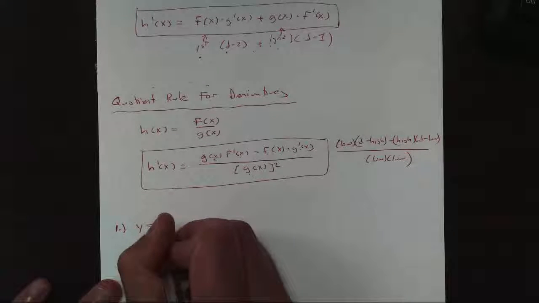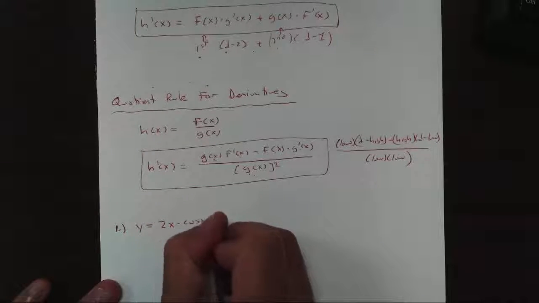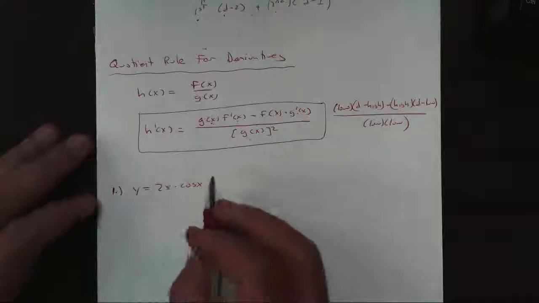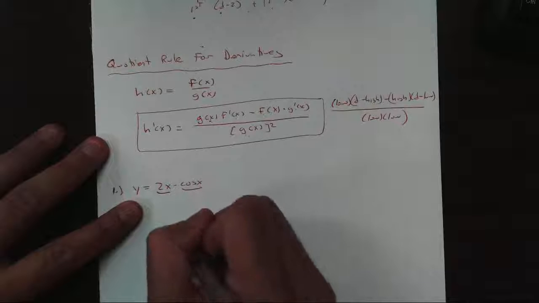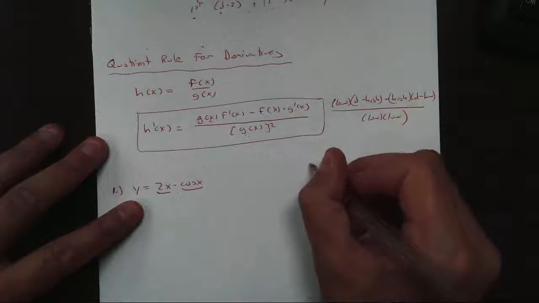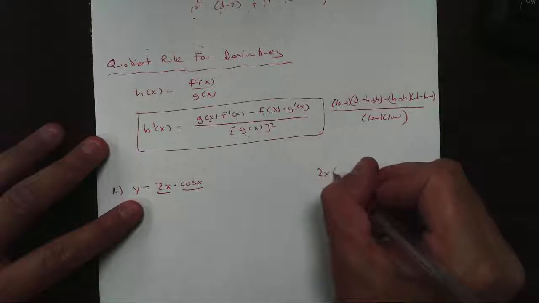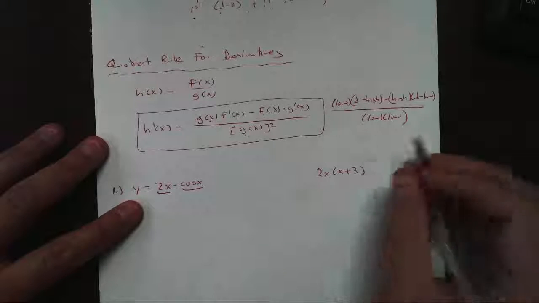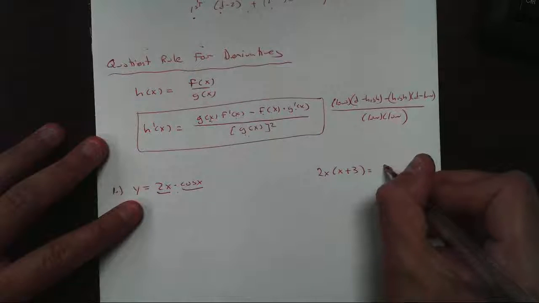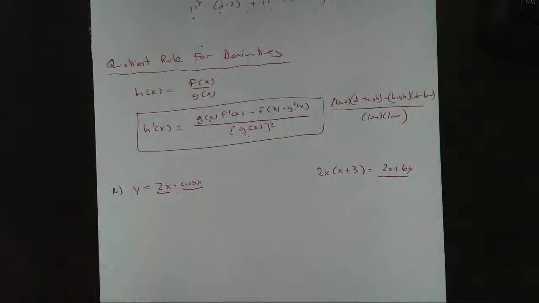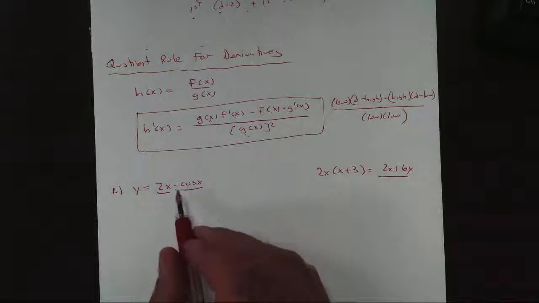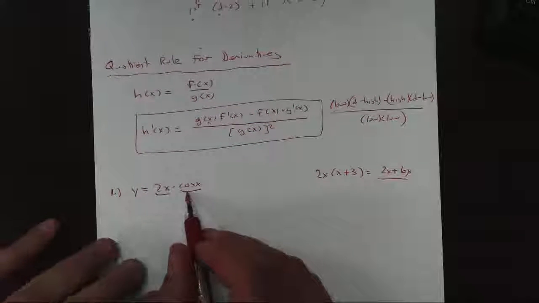Y equals 2x times the cosine of x. Notice for this one, we're multiplying two functions together. Sometimes I can distribute. Like if I have something like 2x times x plus 3, I can distribute and get 2x squared plus 6x, and I can use our power rule for that one. But this one, we can't distribute, so we have to use our product rule.